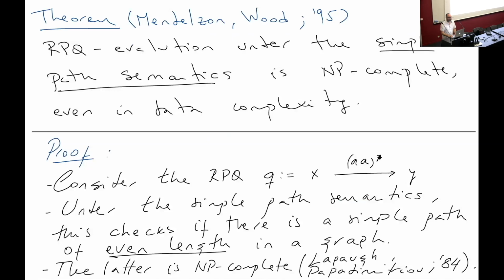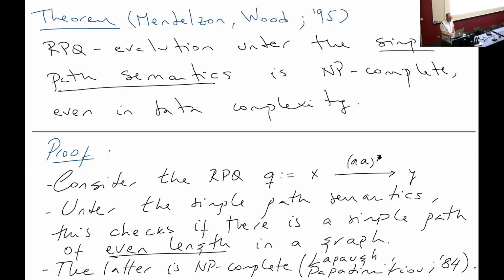So regular path query evaluation under simple path semantics, in stark contrast with the arbitrary path semantics, becomes NP-complete even for a fixed query, even in data complexity. And this is bad, right? This is complicated because if things are NP-complete in data complexity, and data is very large, as we mentioned before, then you will not be able to solve this problem in full generality.